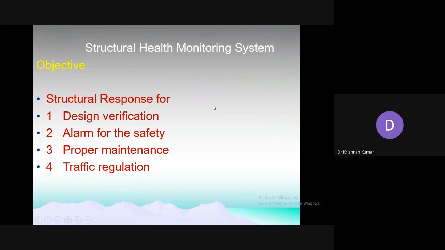So in structural health monitoring, these are the responses we have to find from the instrumentation. These were the objectives. One is design verification. Number two is alarm for the safety. Number three is proper maintenance, periodic maintenance. And number four is traffic regulations. These are the four objectives before going into the structural health monitoring system.